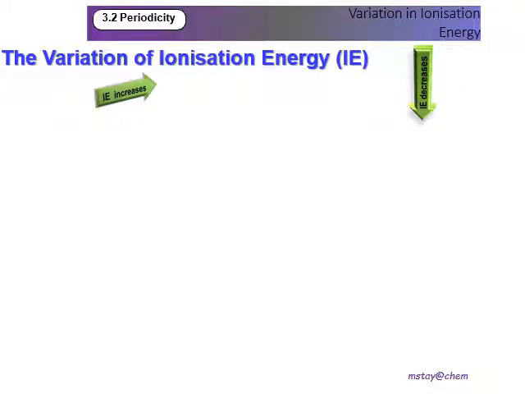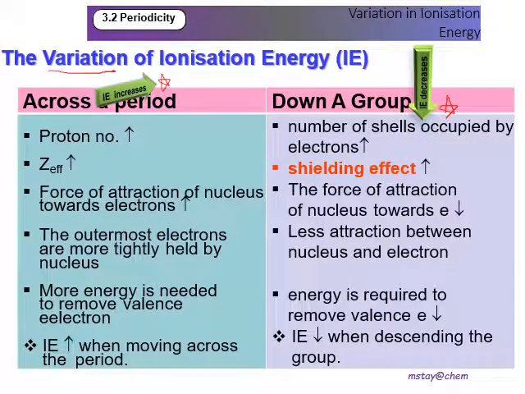Okay, let's look at the variation of the ionization energy across the period and also going down the group. Based on the sign given here, across the period, the IE is increasing, while going down the group, the IE is decreasing. Let's look at the explanation.